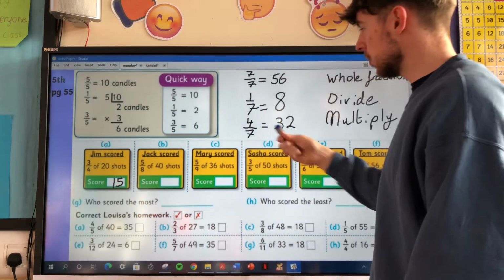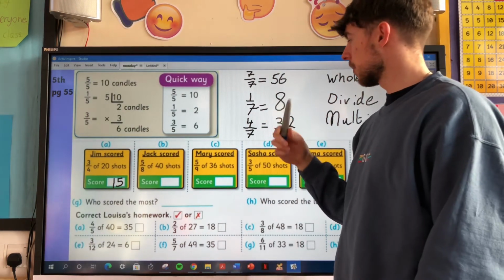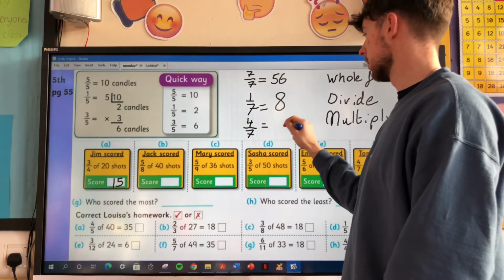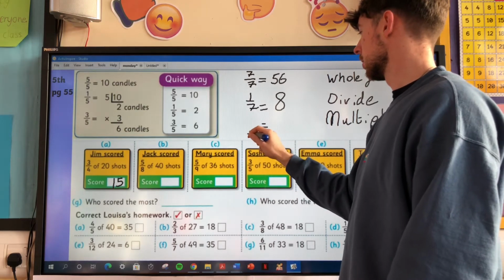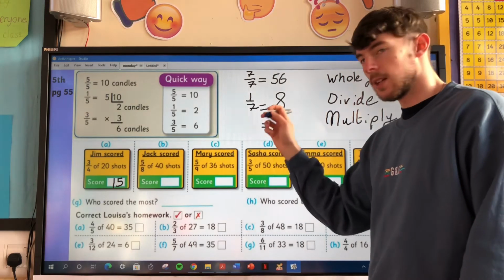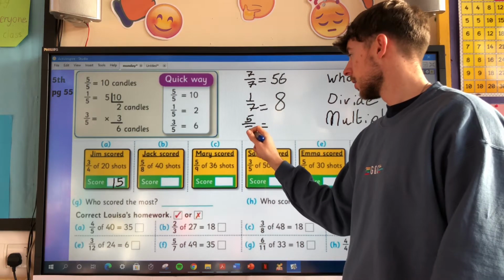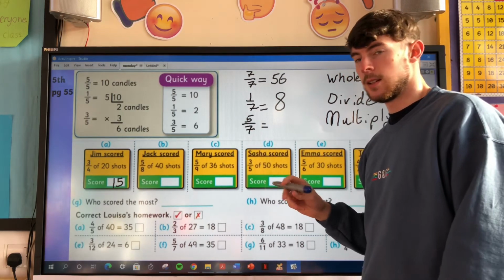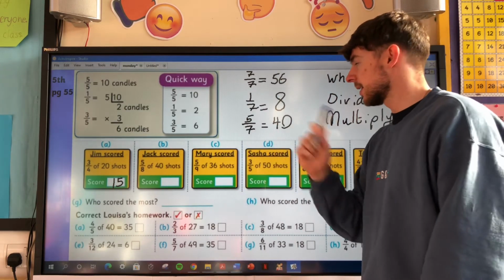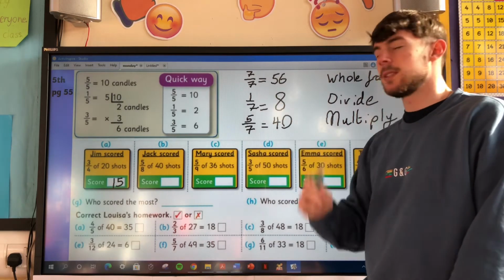Okay, what would we do down here if we wanted to get 5/7? So we're starting back here. If we wanted 5/7, what would we do? So instead of 4/7, we're going 5/7. So we've got it down to 1. All we have to do is multiply by 5. And what do we get? 40. Alright? If we wanted to make that 6/7, what would we get? 48.